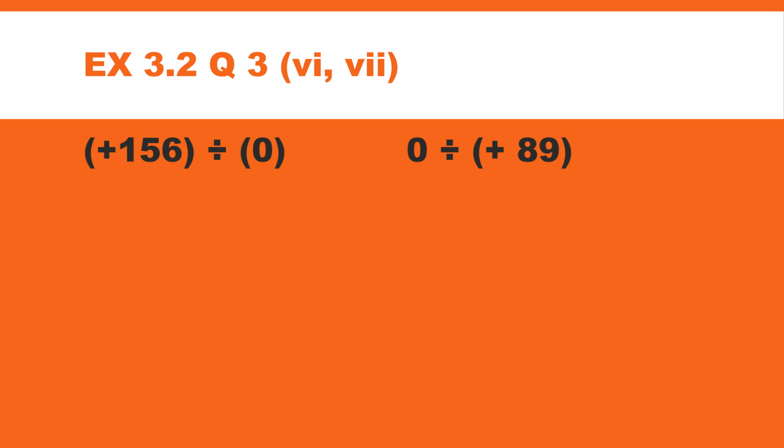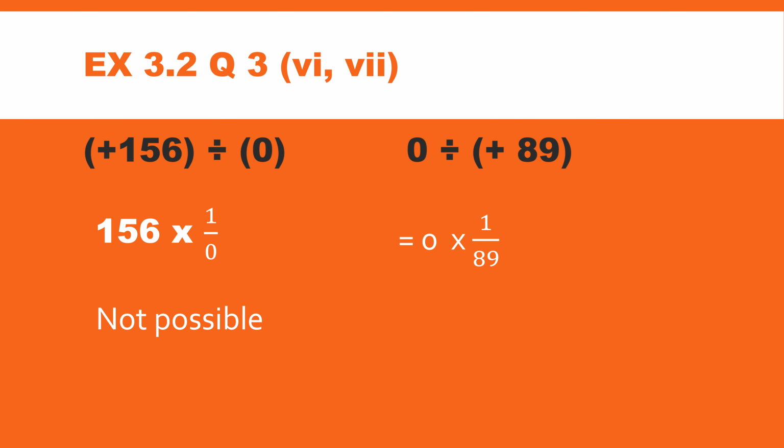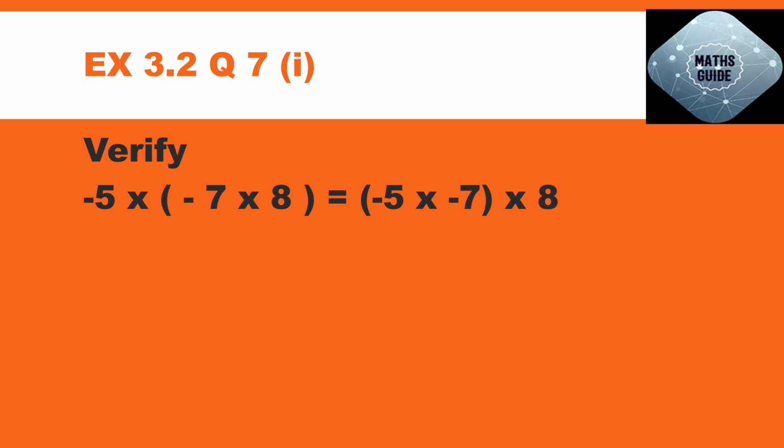This is exercise 3.2, question number 3, part 6 and 7. In the first question, we are dividing an integer by 0, and in the second part, we are dividing 0 by an integer. Remember that the division of an integer by 0 is not possible. It means if we divide 156 by 0, our answer will be not possible. But if we divide 0 by 89, our answer will be 0.